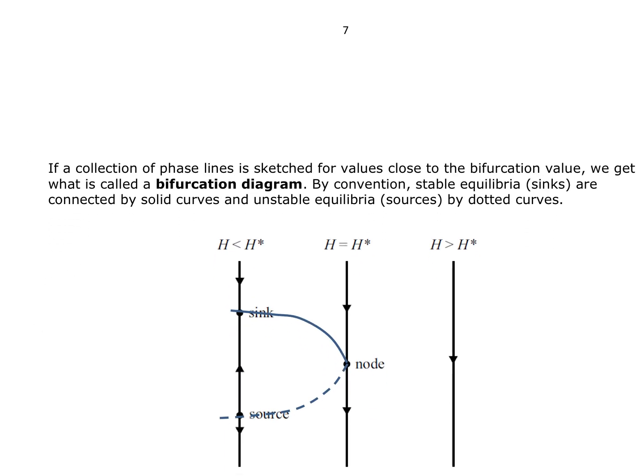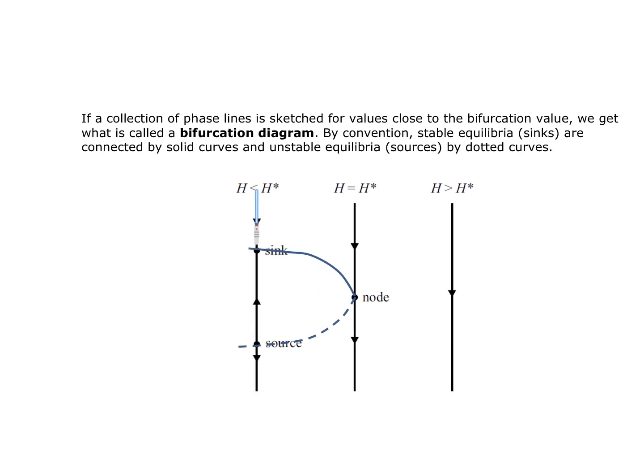And if I do a collection of phase lines based on my H's, so here's my collection. This is when H is less than H star, when H is equal to, and when H is greater than. We connect these by using a solid line if we're talking about a sink, and dotted lines if we're talking about a source. So this is what it would look like in this region. We're going to have a sink all the way up until we hit this node, and our source, which of course is unstable. And notice how those are connected.